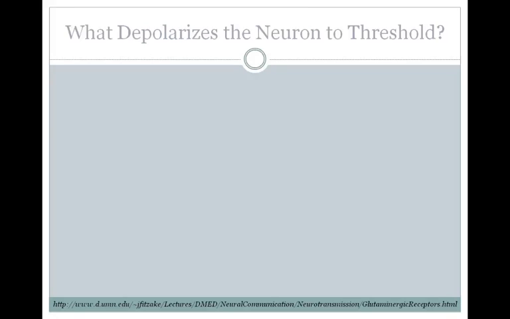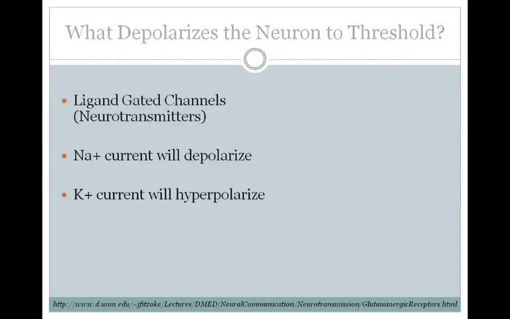So what depolarizes the neuron to threshold? Experimentally, you can depolarize a neuron by injecting current, but in the body, most of the time, you use ligand-gated channels opened by neurotransmitters, which serve as the ligand, to allow positive current to flow in and depolarize the neuron. If you open channels that allow predominantly sodium current in, you can depolarize the neuron and get it to threshold, and then get those voltage-gated channels to open. If instead you open channels that hyperpolarize the neuron, for instance, that have mainly potassium flowing through them, you'll make it less likely that the neuron fires an action potential. We'll be talking about this in detail in the second portion of the class.